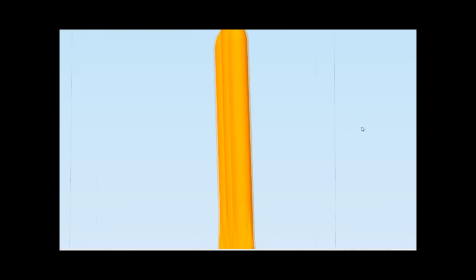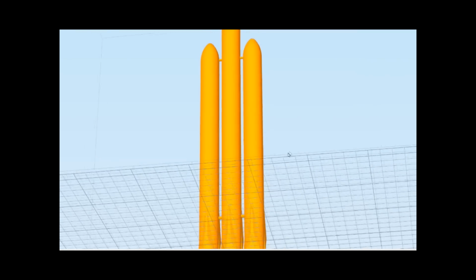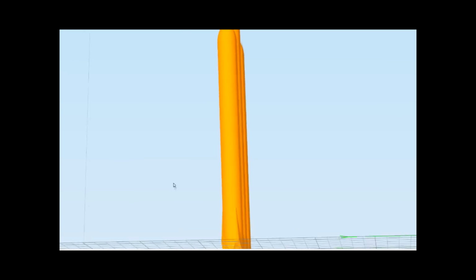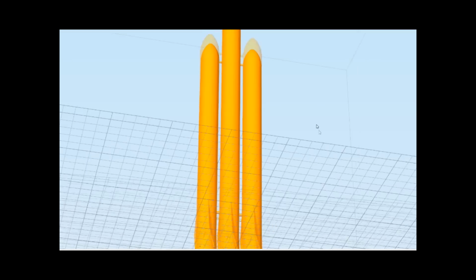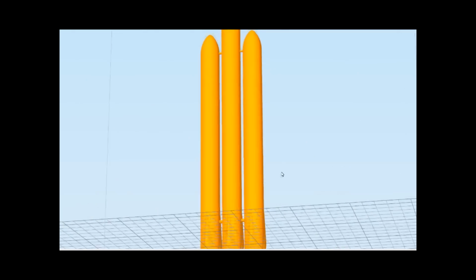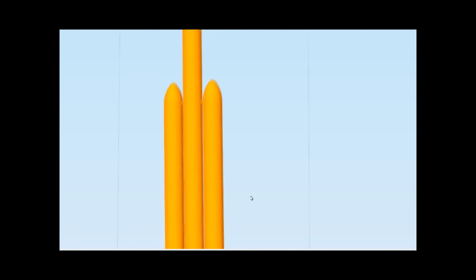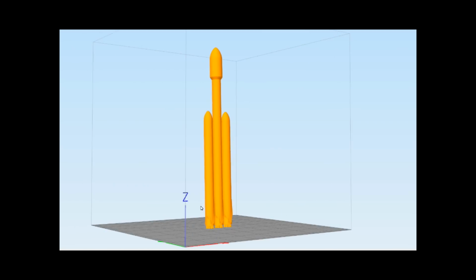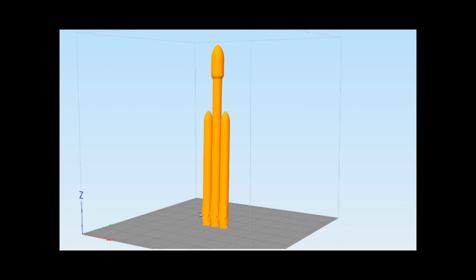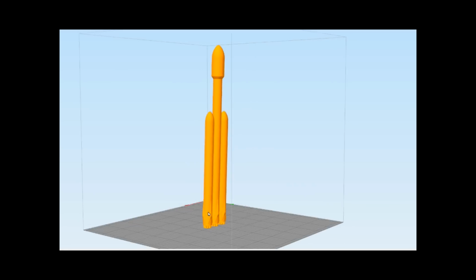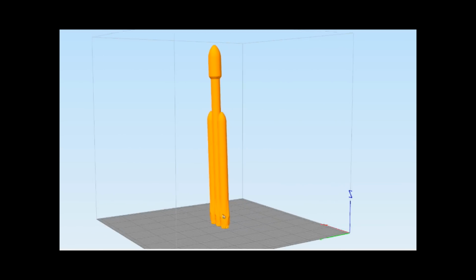Which one of those prints, the rover, Cassini, or the Falcon Heavy, should I use for my inaugural 3D print? Please do take part in the poll and maybe leave a comment. Maybe you think it shouldn't be any one of those things, it should be something else. But in a few days, I will make another video just to give you an idea of what I've gone for.